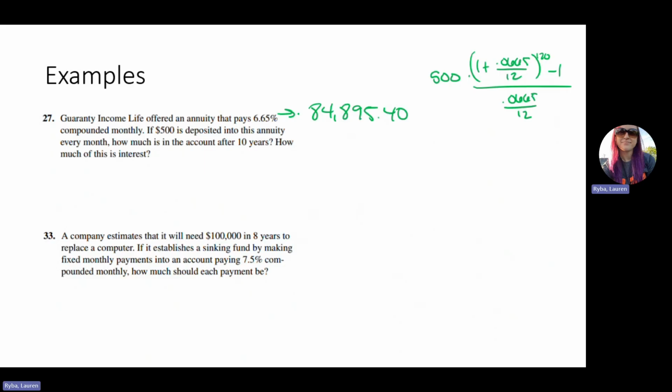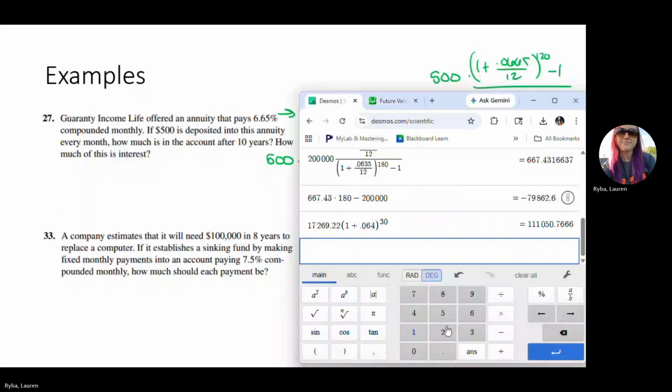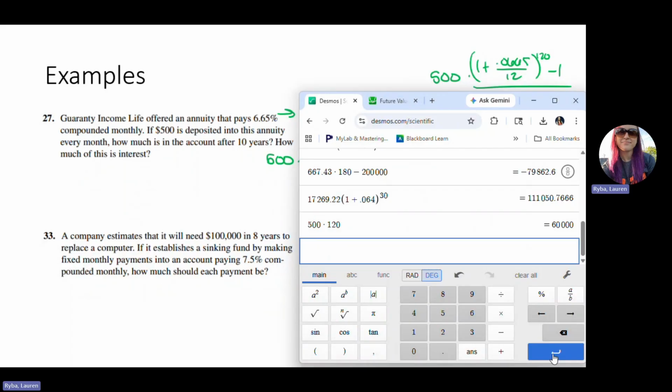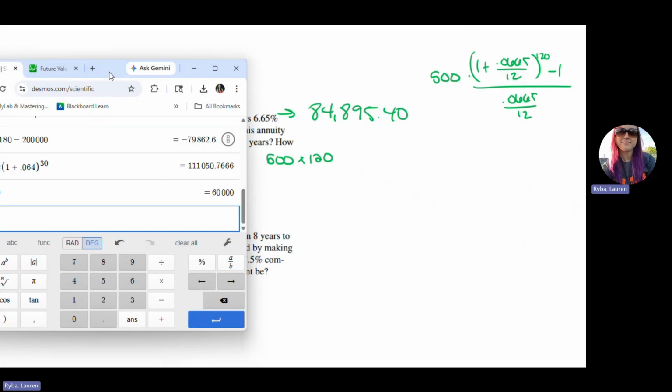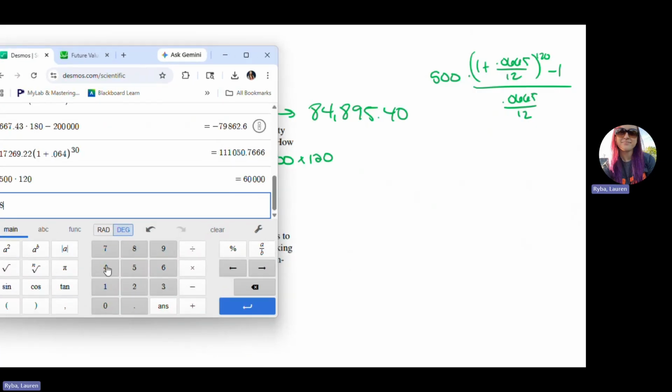And it asks how much of this was interest. So this is where we just go back. 500 was deposited 120 times. So 500 times 120, I put in $60,000. So if I take that away from the 84,895.40, subtract out that 60,000, $24,895.40 was the interest.